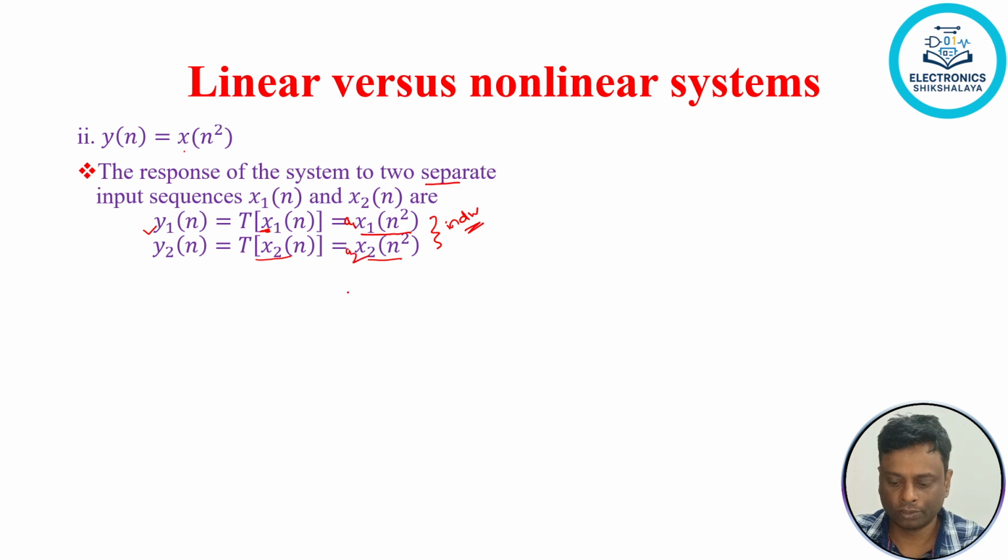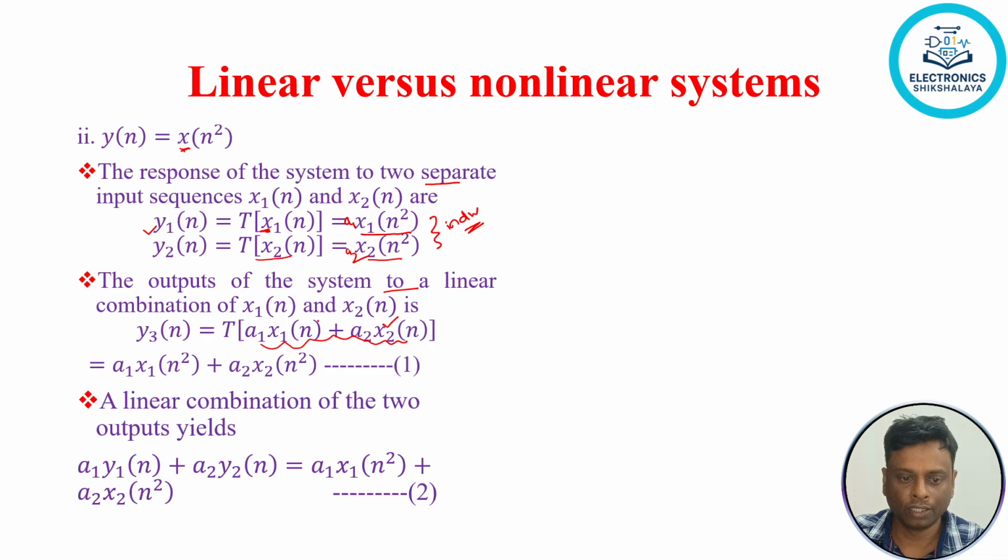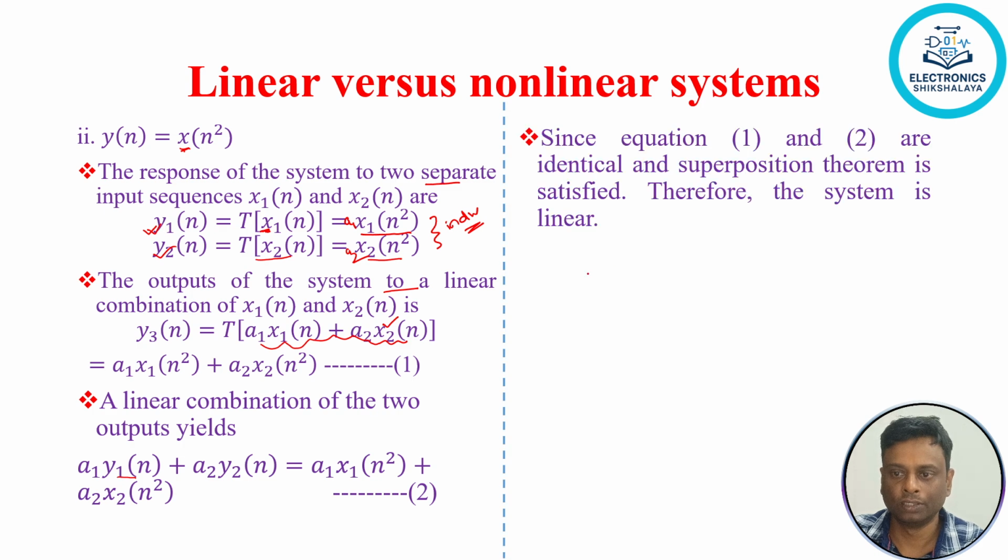Okay, so for the output, the weighted sum of the input signals we are applying is a1 x1 of n and a2 x2 of n. In place of x, we are applying a1 x1 and a2 x2. So this is a1 x1 of n square plus a2 x2 of n square. You can see this is the linear combination of the two outputs, a1 y1 plus a2 y2, where y2 equals x2 of n square. So equation 1 and equation 2, you can see both are the same. That is why the system is linear. The superposition theorem is applicable.